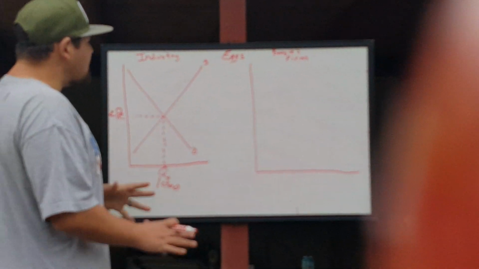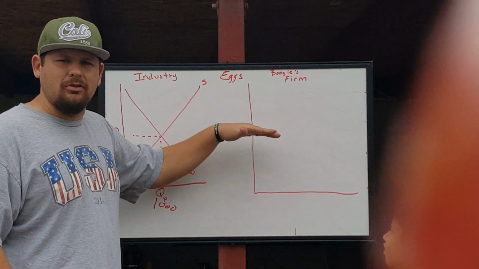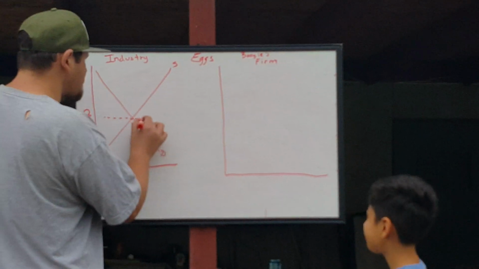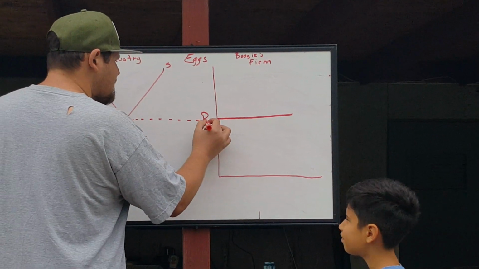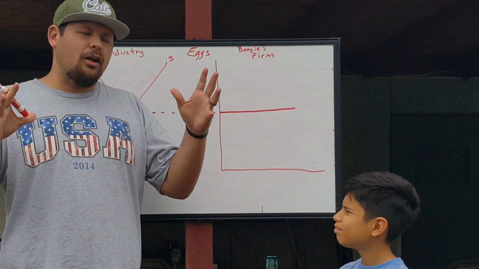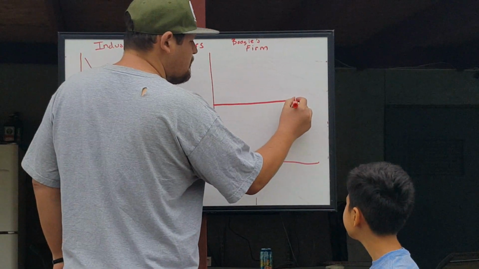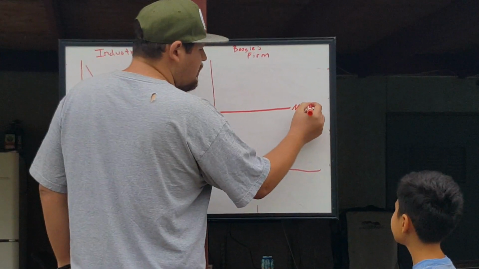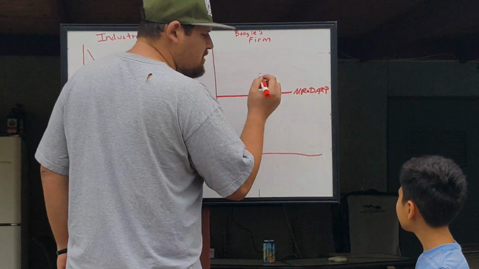So Boogie, though, because we know that the industry's price is set at $2, Boogie is only going to sell for $2, okay? So this price right here is going to come all the way over, and it's going to be a flat line. This is the price of $2. Now, this flat line, some people call it Mr. Pard, some people call it Mr. Dart. Here's why. This represents Boogie's marginal revenue. This also is your demand line, your average revenue line, and the price you're going to get.